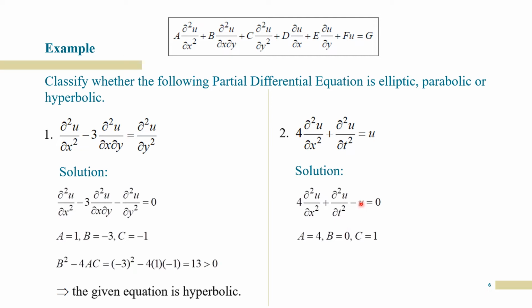Now this term here is comparable to the term shown here. That means f must be equal to negative 1. Okay, but f is not used in the calculation of the discriminant. So b squared minus 4ac using these values seems to be equal to negative 16, a number which is less than 0, and therefore we conclude that this given PDE is elliptic.